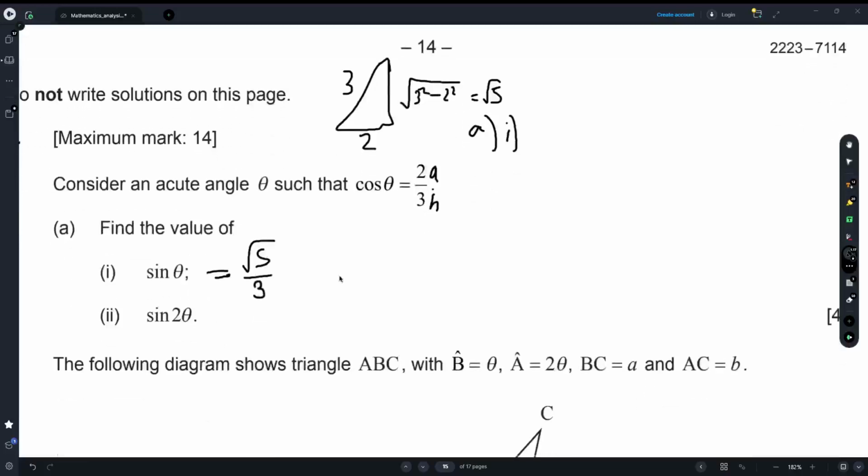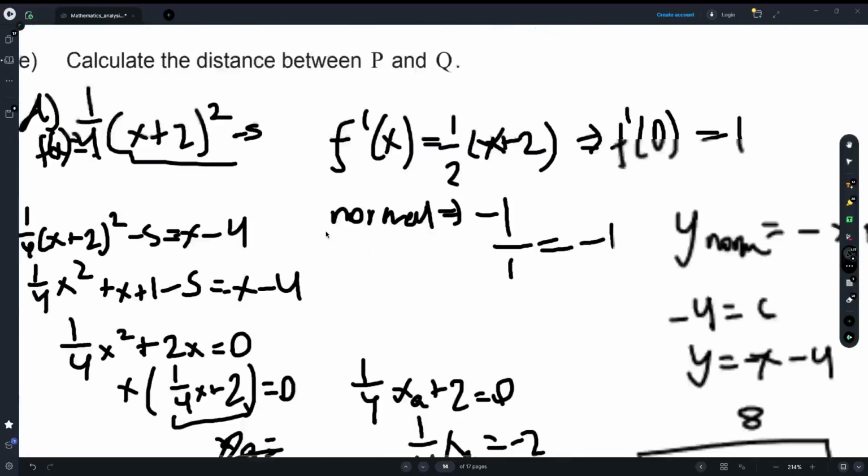Alright, sine of 2 theta is going to be 2 sine theta cosine theta by the identity, which is the same as 2 times root 5 over 3, and then times 2/3. So this is equal to 4 root 5 over 9. Yes?